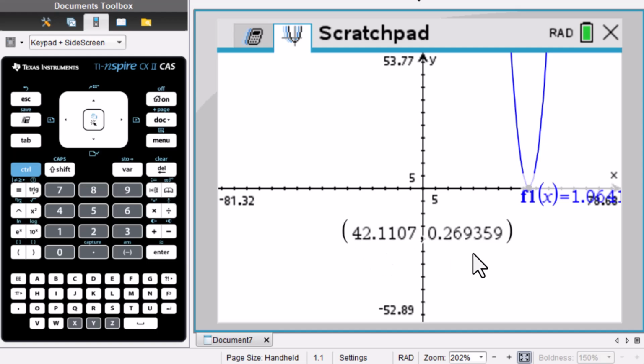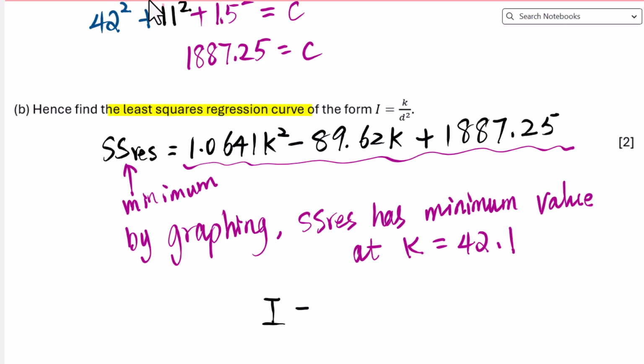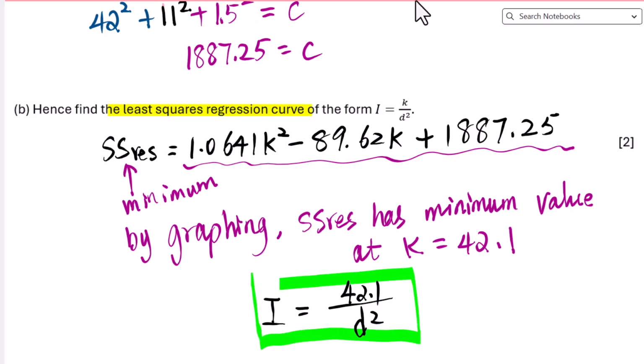We got these coordinates. So when k equals 42.1, the sum of square residuals will have a minimum value. By graphing, the sum of square residuals has a minimum value at k equals 42.1. Therefore, I equals 42.1 over d squared. This is the form we are looking for.